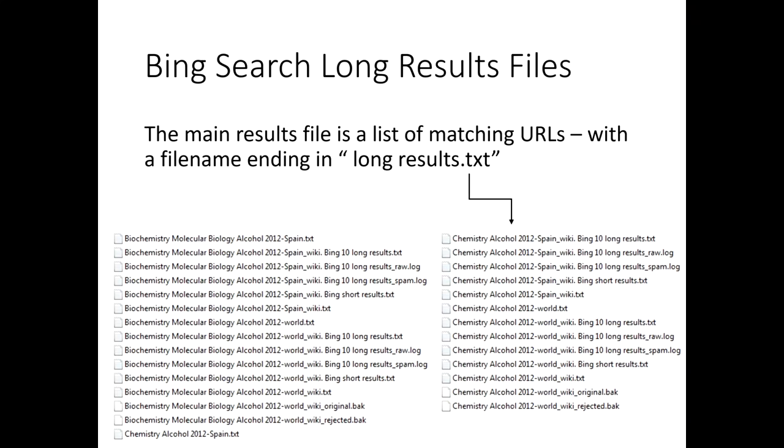And when you've done this, you'll get 4 extra files for all your original files with funny names like Bing 10 long results, Bing short results, Bing 10 long results raw, Bing 10 long results spam, and Webometric Analyst will know which of these files it needs to use to create the indicators. And this is the one ending in long results, 10 long results.